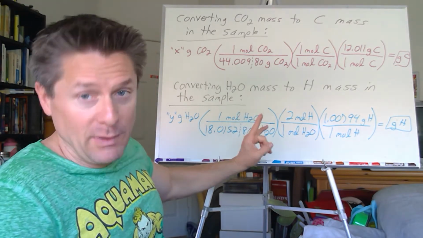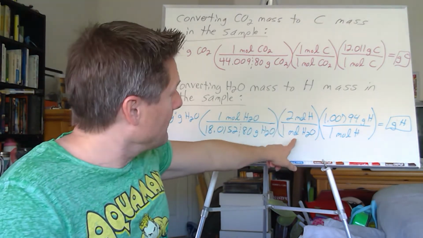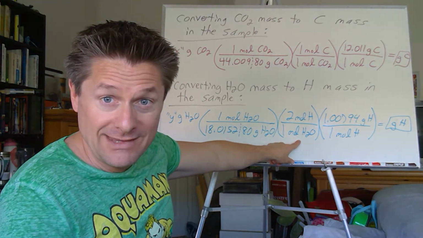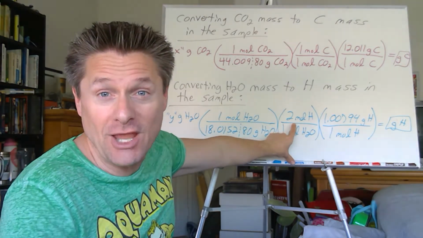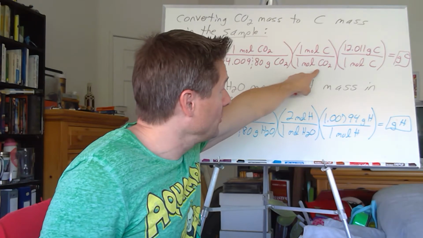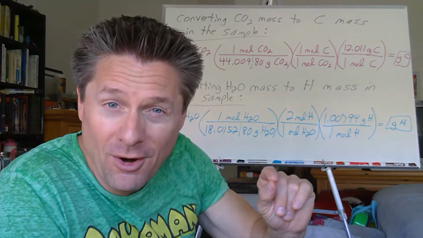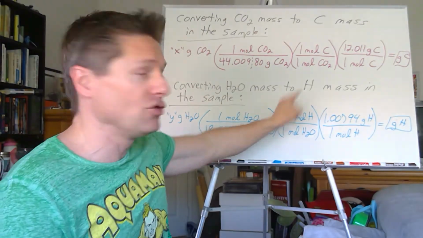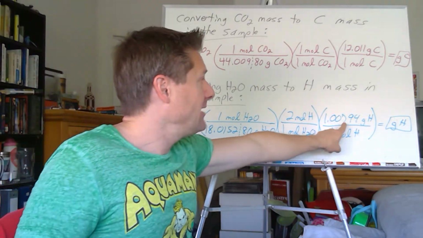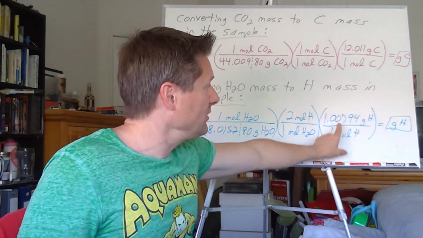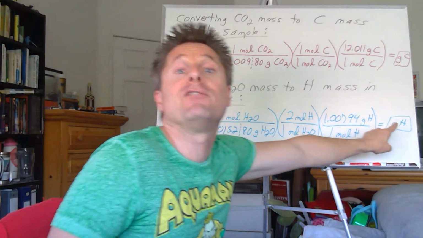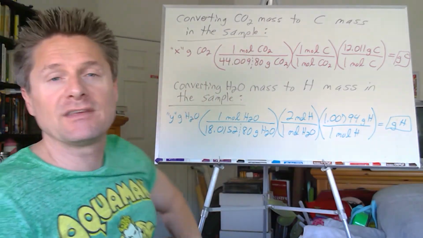Now this is where most people screw up, so put a little star right here. 1 mole of water contains 2 moles of hydrogen. Remember, CO2 is 1-to-1, but the hydrogen to water is 2-to-1. 1 mole of water, it's H2O, right, is 2 moles of hydrogen. And then multiply by the atomic mass of hydrogen, 1.00794. That will give you the grams of hydrogen limited by the significant digits there.